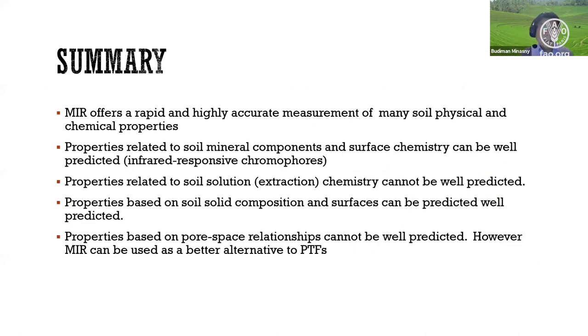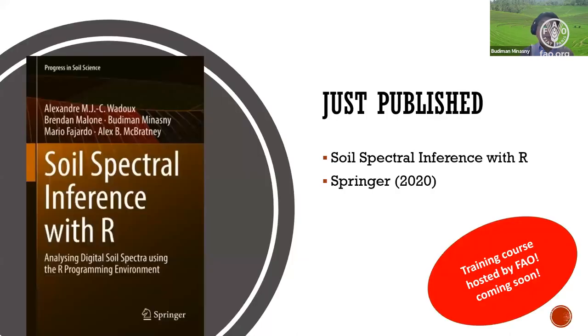So that's about it. In summary, mid-infrared offers rapid and highly accurate measurements of many physical and chemical properties. We counted about 50 properties that are well estimated and 50 properties that are reasonably, or medium, estimated, right? If it's related to the soil mineral components and surface chemistry, it is well estimated. If it's related to extraction chemistry, such as available nutrients, there's no reason why it can be predicted well, right? You can see it as an alternative to pedotransfer functions.